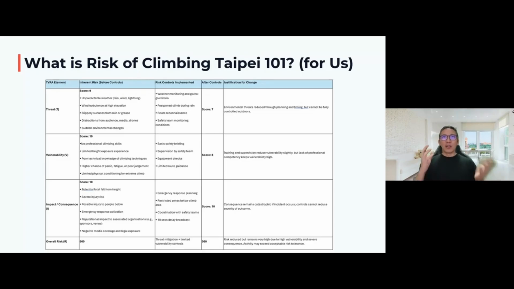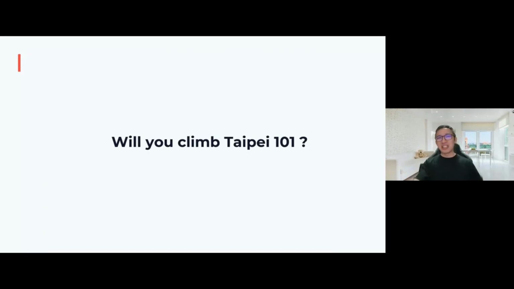Now, based on the same risky activity of climbing Taipei 101, we can see from a different perspective, from different people, the risk can be very different. For Alex, the risk is considered quite low, and he can reduce it further. For most of us, our risks are very high. We can reduce it, but it's still very high. Now the question then is, after hearing all this analysis, will you climb Taipei 101? This is the question I asked the participants.